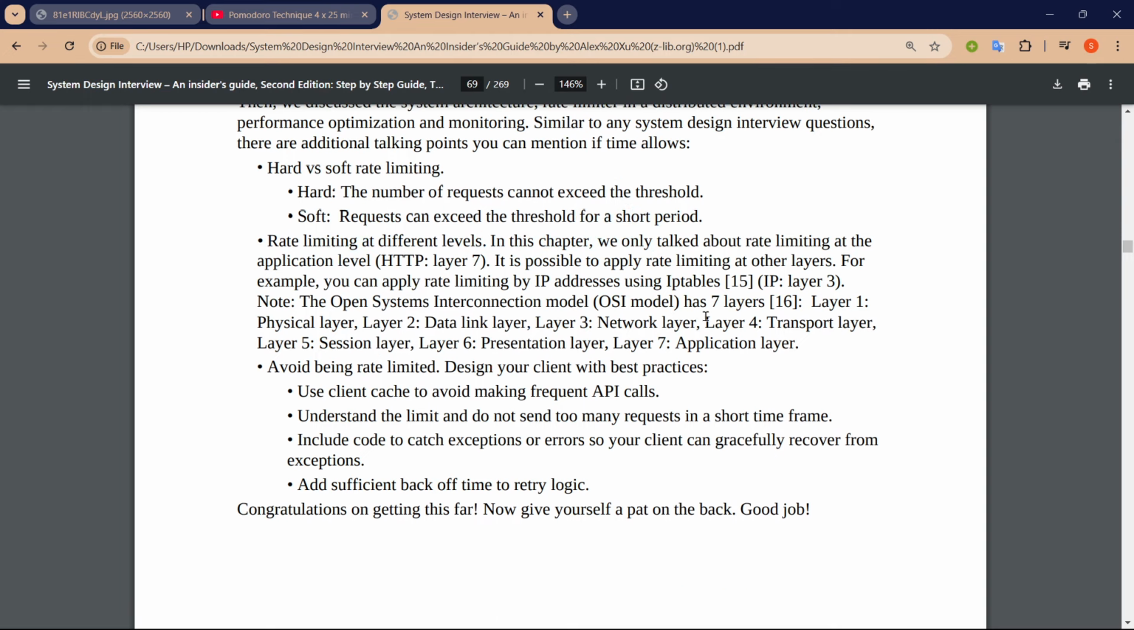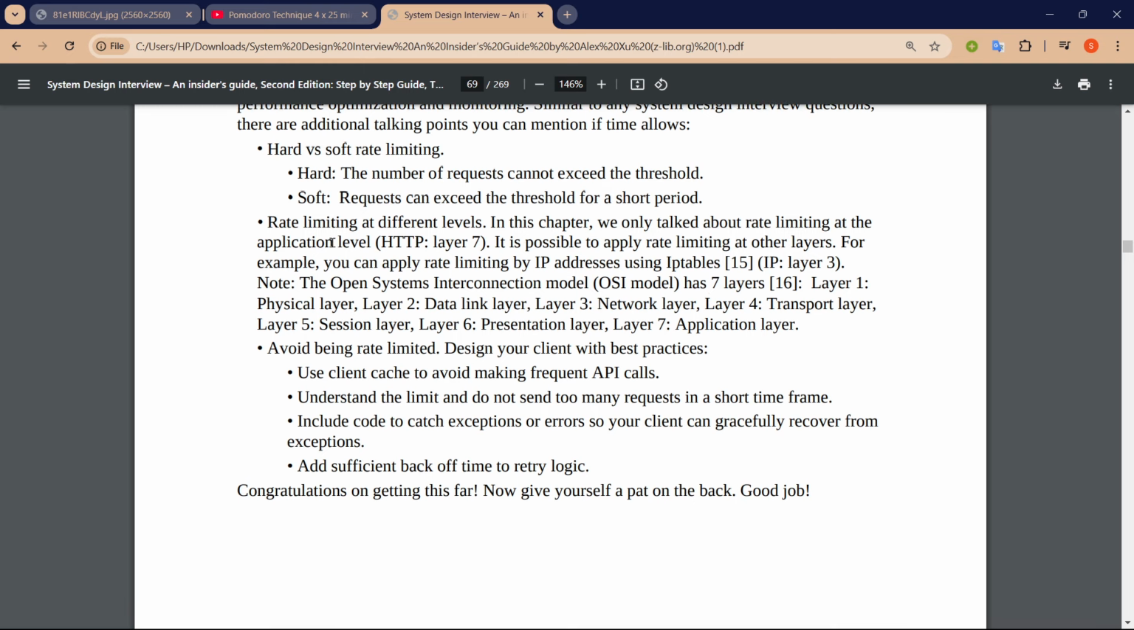Rate limiting at different levels. Application level, the HTTP layer. It is possible to apply rate limiting at other layers. For example, you can apply rate limiting by IP address using iptables.